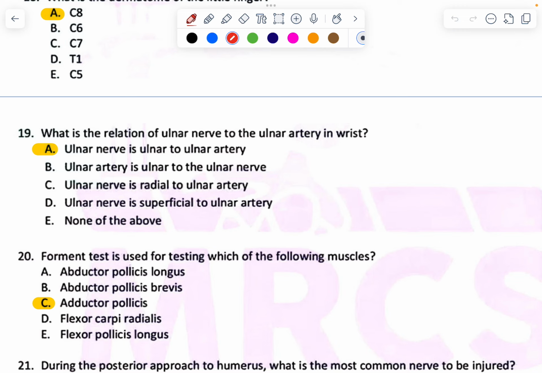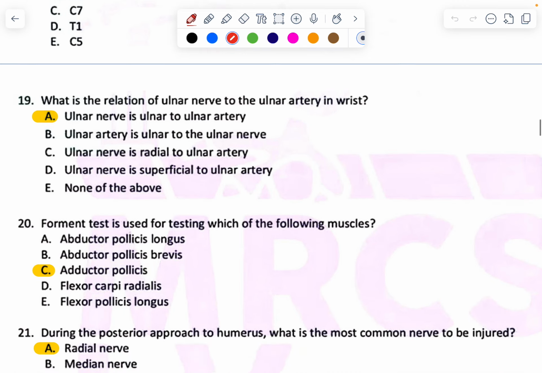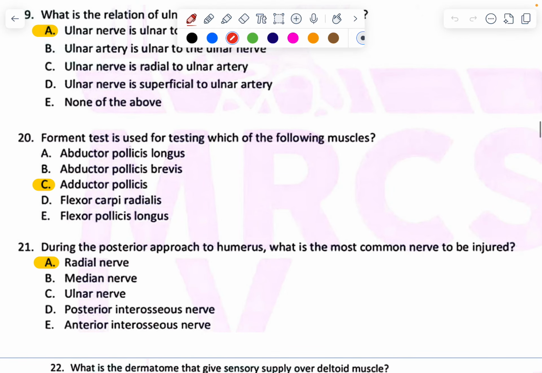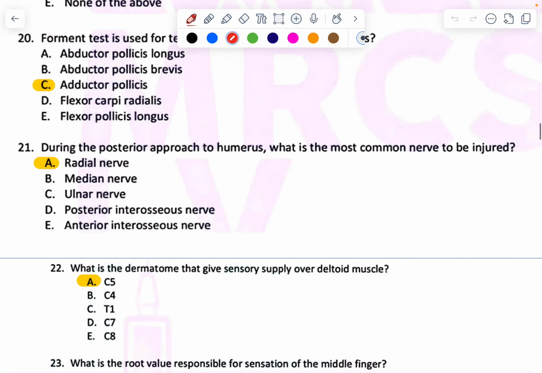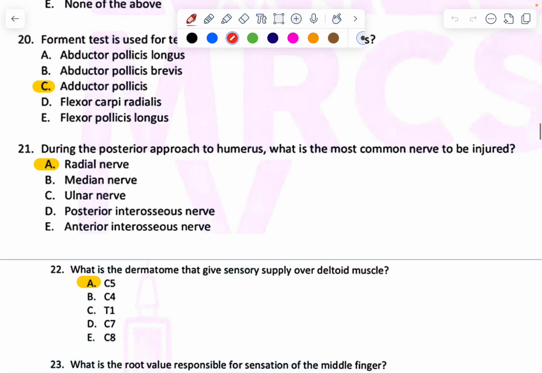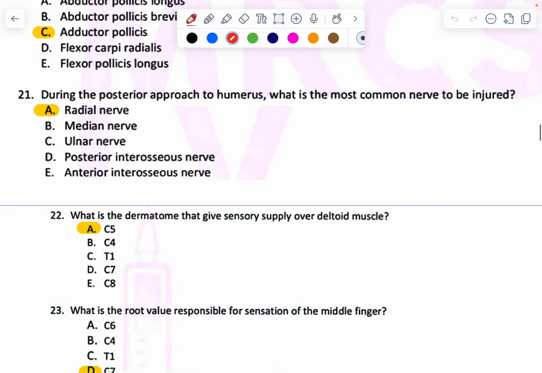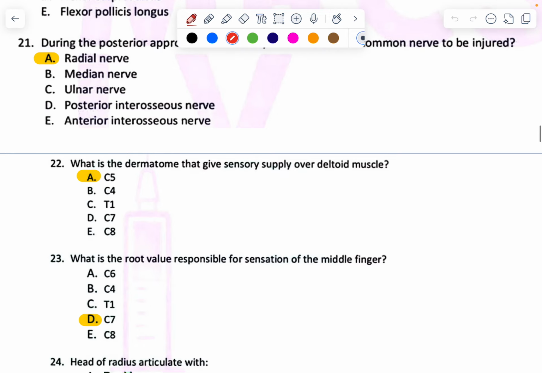Posterior approach to the humerus, most common nerve injured, humerus shaft, is the radial nerve. What is the dermatome that supplies sensation to the deltoid muscle? C5. It is the regimental badge area. What is the root value responsible for sensation of the middle finger? So C7, and this is C8. Ulnar is C8 and C7 has to be the middle finger.